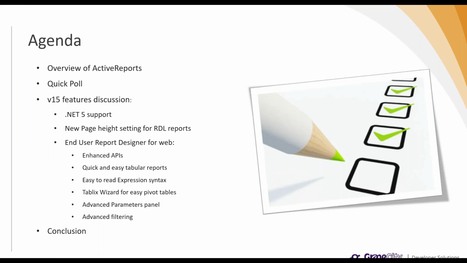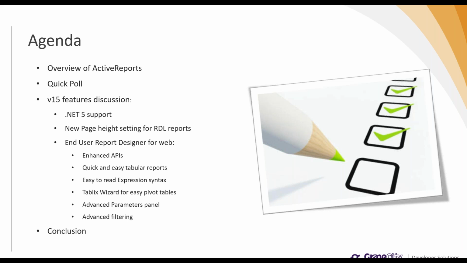So let's get to our agenda, what we're going to be doing today. The first thing I am going to do is quickly give an overview of ActiveReports. We're going to have a couple of short, quick polls just to get a gauge of the audience. And then we're going to talk about the V15 features. Specifically, we're going to start with .NET 5 support in ActiveReports 15. We're going to talk about a new setting for the report's page height property. And this is specific to RDL reports. And then the rest of the features will be specific to our end user report designer for web.